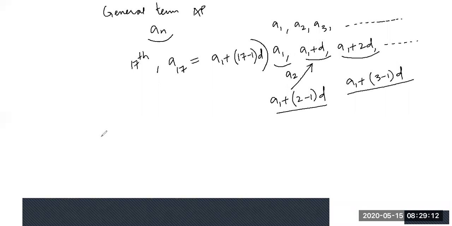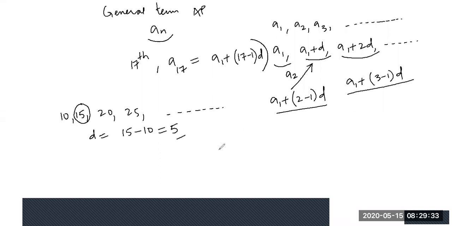All right, guys. Let's take an example. Let's say we have an AP 10, 15, 20, 25, until infinity. Now, guys, you know what's D? D is any term minus previous term. 15 minus 10 is 5. All right, guys, D is 5. D is positive. So this is an increasing AP. As you can see, this is an increasing AP.